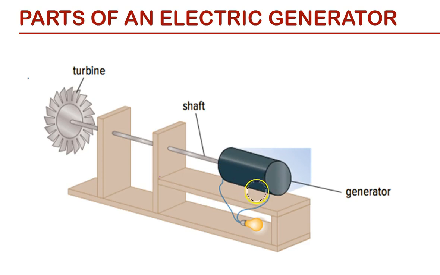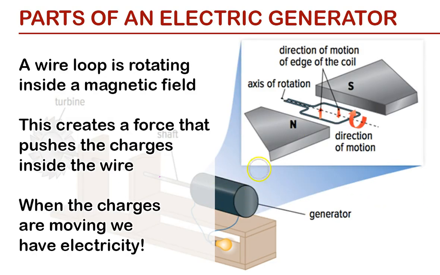The generator is what is using all this motion to create electrical energy. If I look closely into the generator, you can see here, I'm just looking inside. There it is, that coil of wire that is rotating between two magnets. That's all inside that black cylinder, and that is what is making the electricity. So I get two wires coming out of my generator.